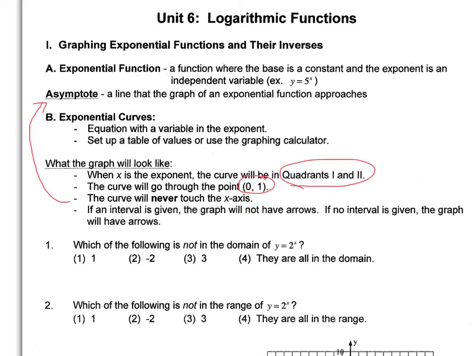All right, hopefully for number 1, your answer was choice 4, because when you looked at all your values of x, all of those numbers were there. And hopefully your answer for number 2 was choice 2, because -2 did not appear on the chart for your y values.